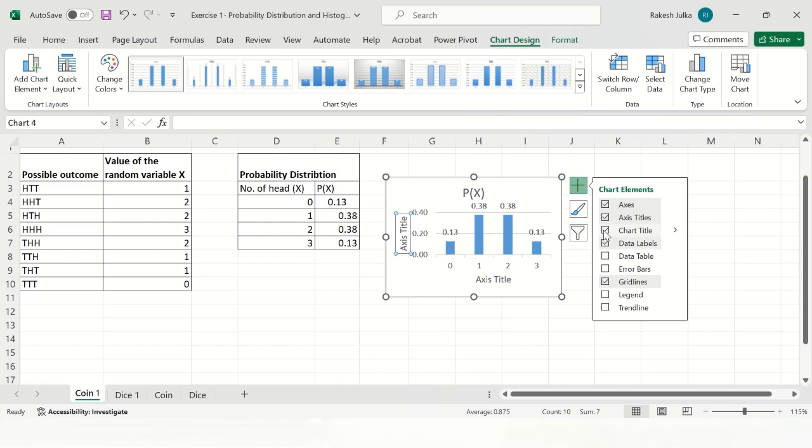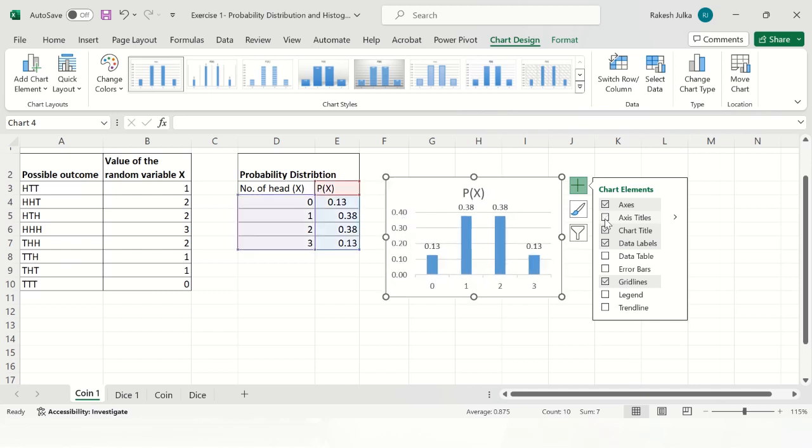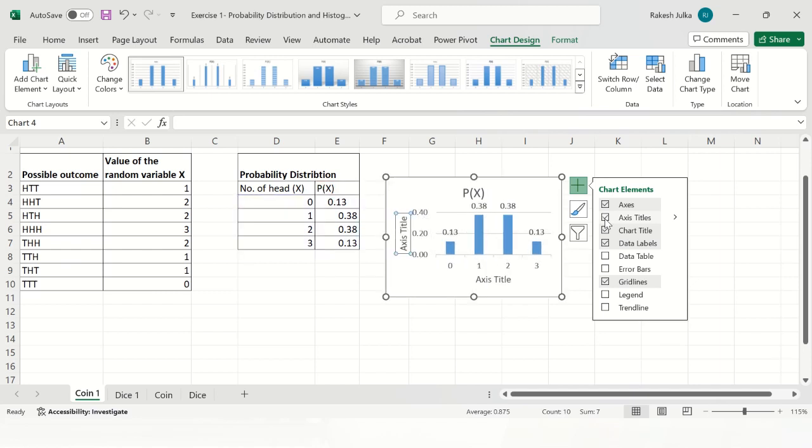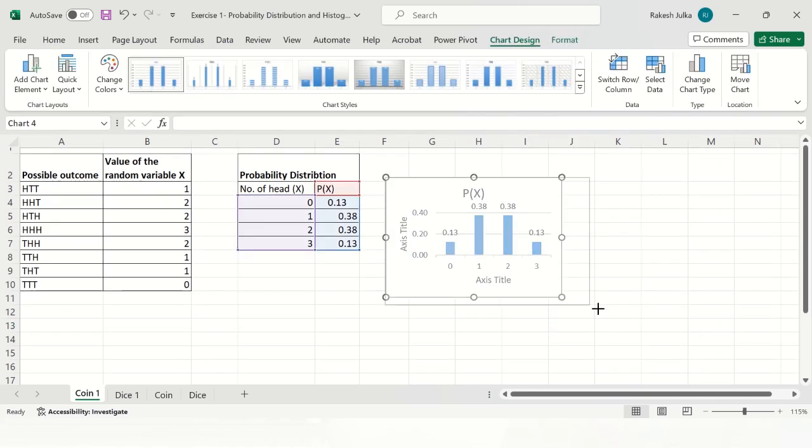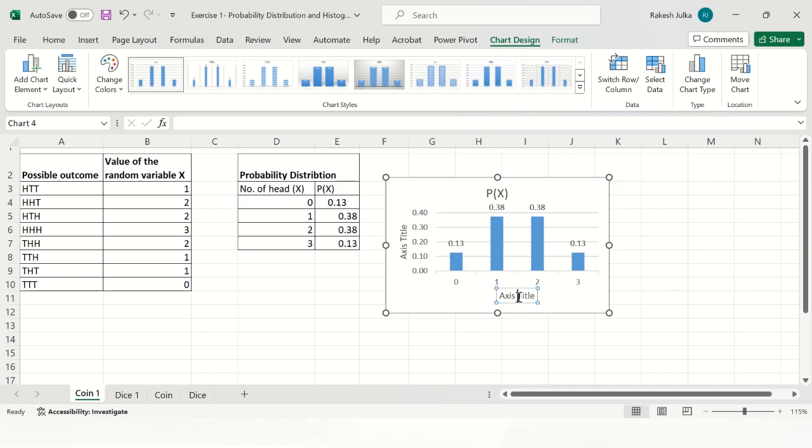If I want chart titles, they can come and go if I select it. If I want the x-axis, that can come and go, right? But if I want to show all these, this is what we have: 0, 1, 2 and 3. Actually this is known as x, and what is x? X is the number of heads. So in this case we can write number of heads.